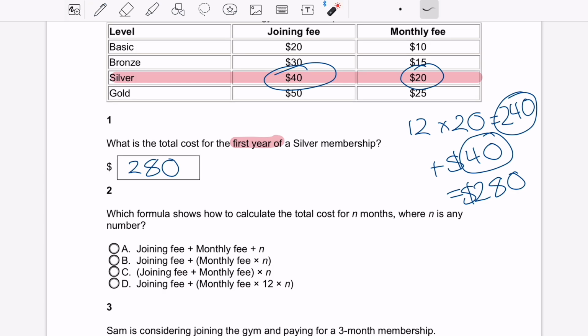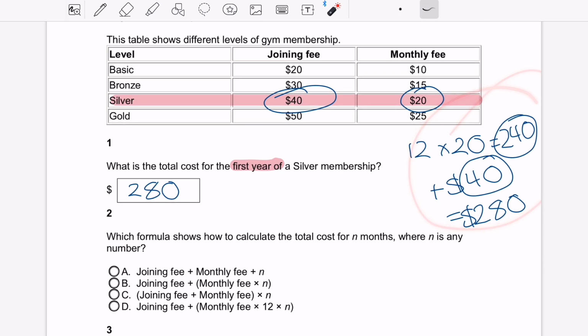Question 2 says, which formula shows how to calculate the cost for n months where n is any number? So we actually just did that up here, and this was our n because n was 12 months because it asked us for a year, which is 12 months. So now we just need to work out which one of them matches up with that. So our joining fee was separate. So we can't have this one here because that's grouping the joining fee with the monthly fee. So definitely not that one.